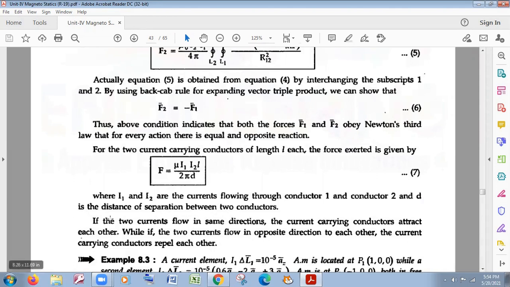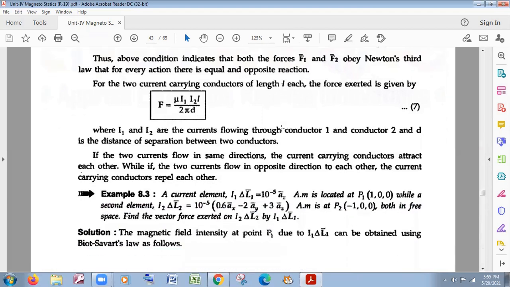If the two currents flow in the same direction, the current carrying conductors attract each other, while if the two currents flow in opposite directions, the conductors repel each other. Opposite direction is repulsion and same direction is attraction. So the force, taken either from 2 to 1 or 1 to 2, is mu into I1 I2 L by 2 pi into D. Got it, my dear students?